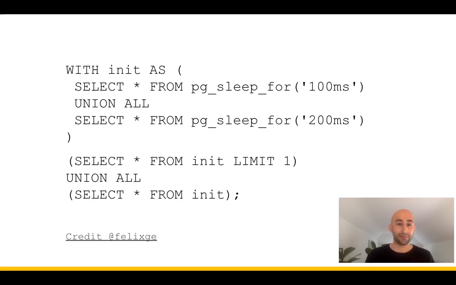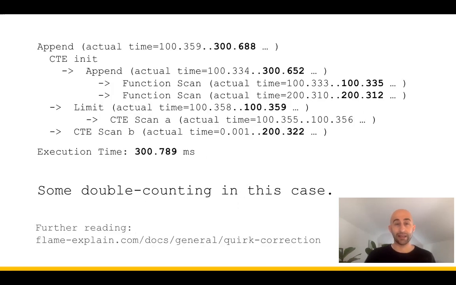This is the simplest example I've seen of a CTE that is referenced twice in the query, which involves an optimization. So Postgres can do the CTE only once and then refer back to it multiple times. Neat optimization, but it causes some complexity when you're trying to calculate timings from the query plan. So let's look at that.